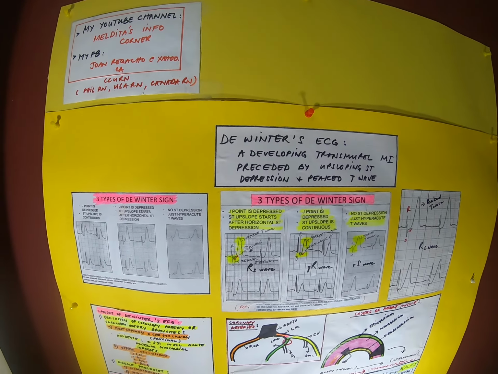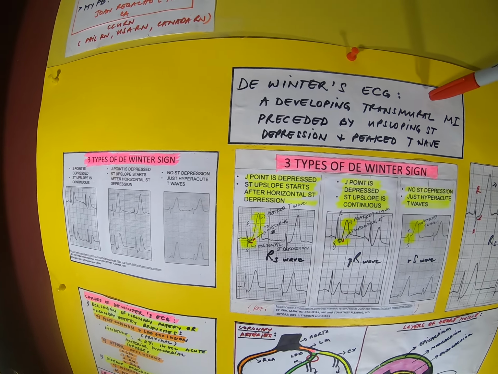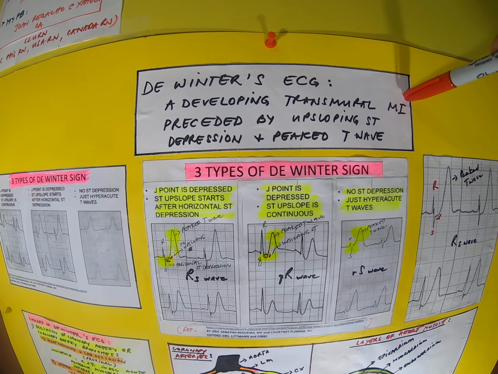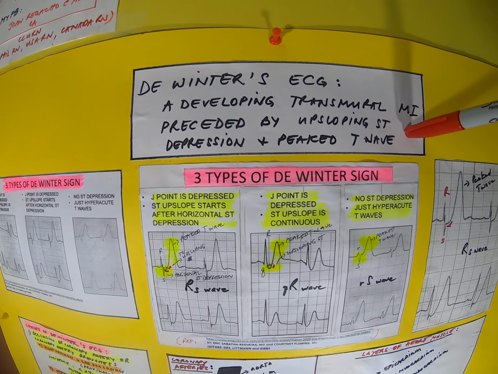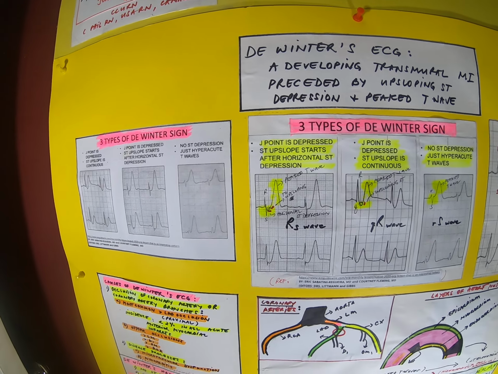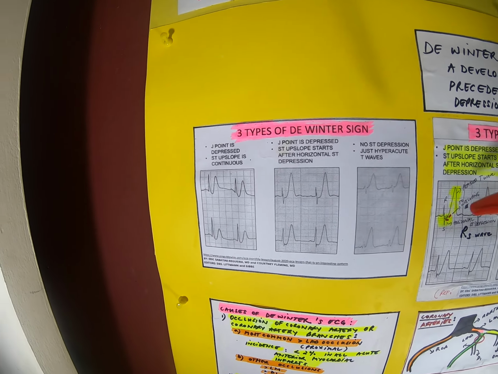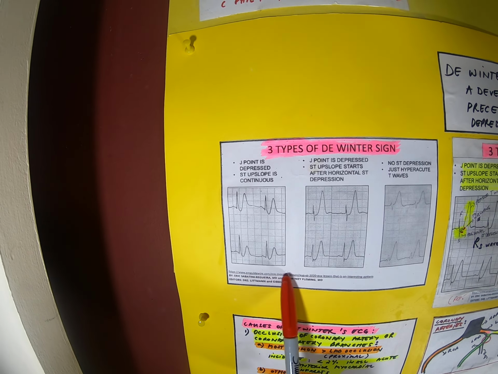Okay, so the WINTER'S ECG pattern. Well, this is a developing transmural myocardial infarction preceded by upsloping ST depression and peak T wave. Okay, so anyway, I got this reference here.